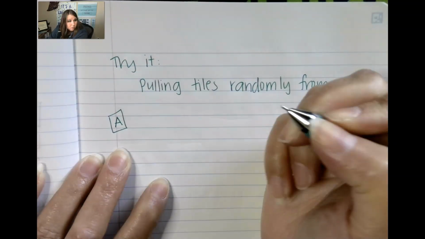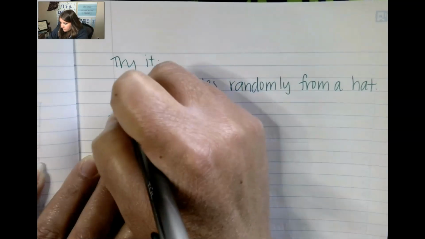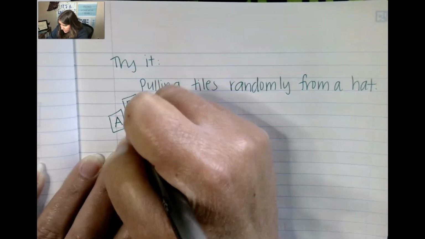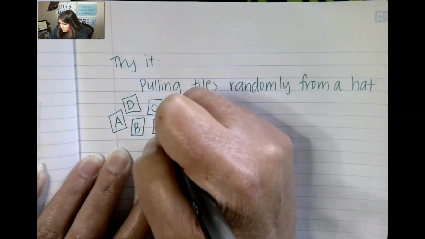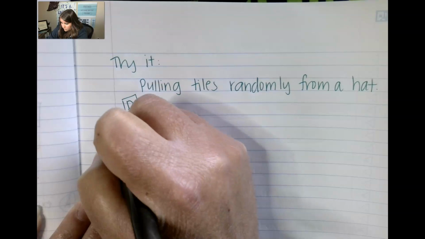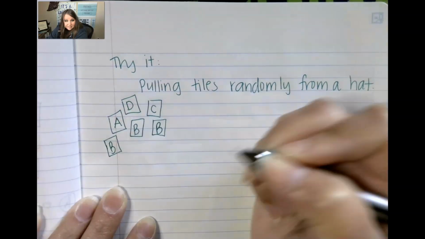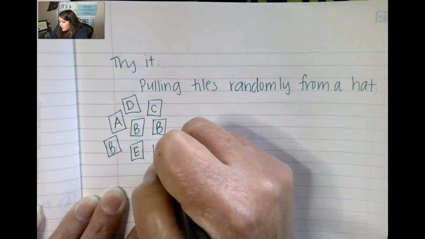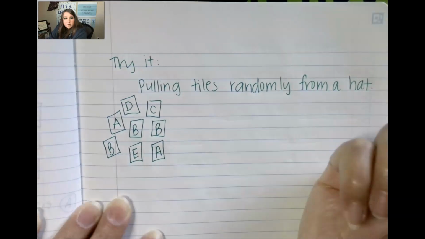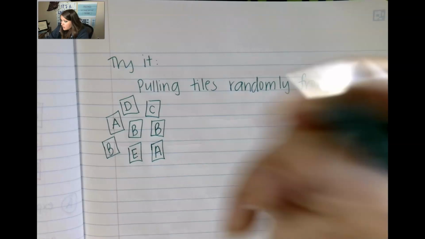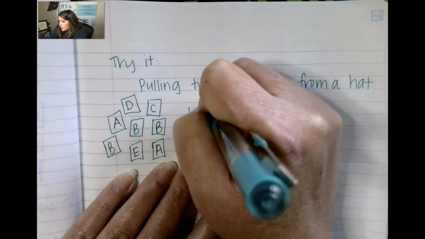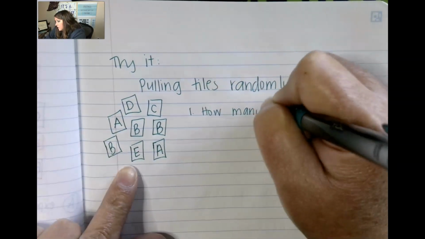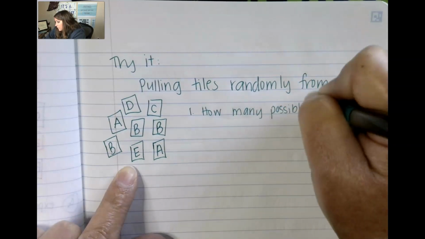There's an A, there is a D, there is a tile with a letter C on it, there is a tile with a letter B, another tile with a letter B, ooh, another tile with a letter B, there is an E, lots of my initials in here, and another A. Okay, the questions that they want to know are, how many possible outcomes are there? Using this information, how many possible outcomes?